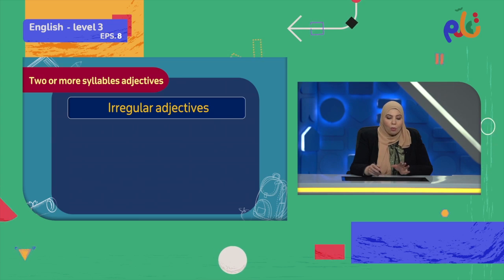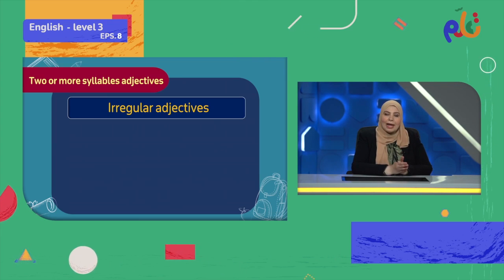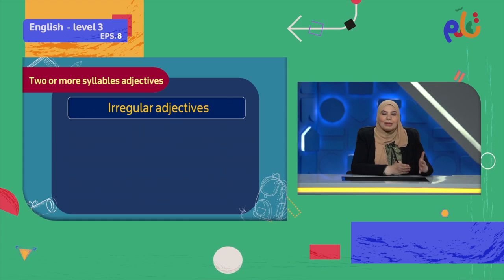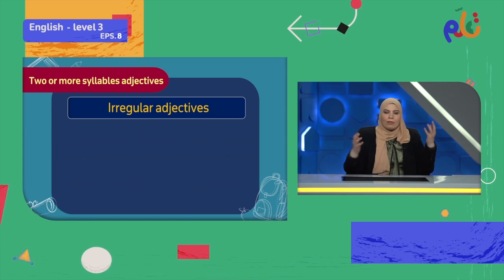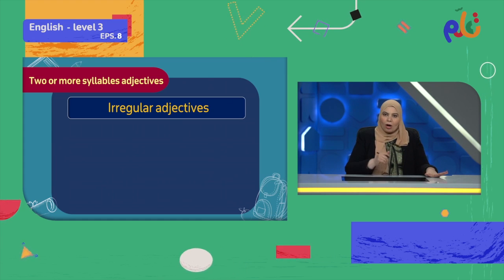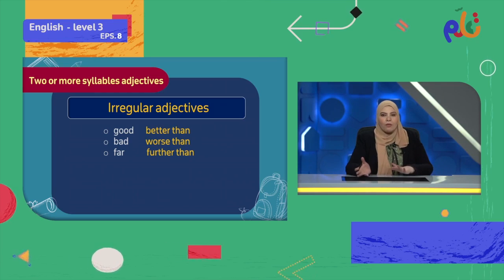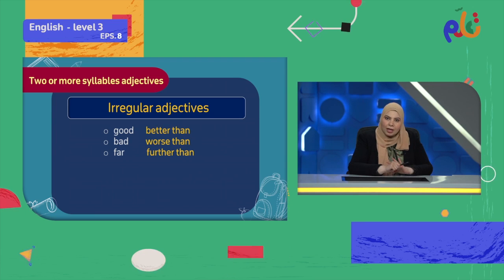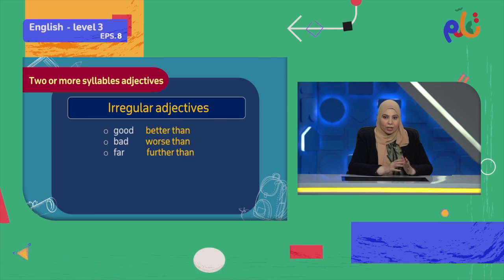Okay, for 2 or more syllables, we also have some other things that are irregular. So we talked about 1 syllable or 2 syllables, either ER or more. But there are some adjectives that take neither ER nor more. Like what? They are actually 3 different adjectives. The first one is good. It doesn't become gooder or more good, it becomes better. Bad becomes worse and far becomes further. So these are the three irregular adjectives that we have, very common adjectives.